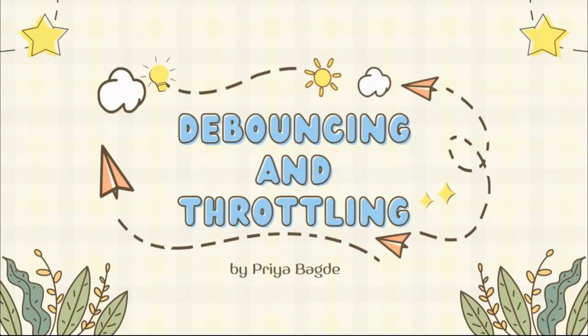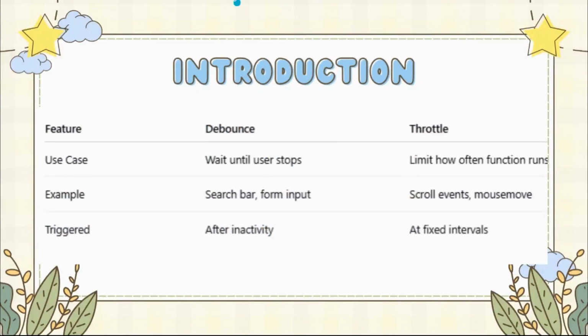We will understand what is debouncing and throttling. Let's understand what debouncing is. Debouncing is a technique that ensures a function is not called too frequently.